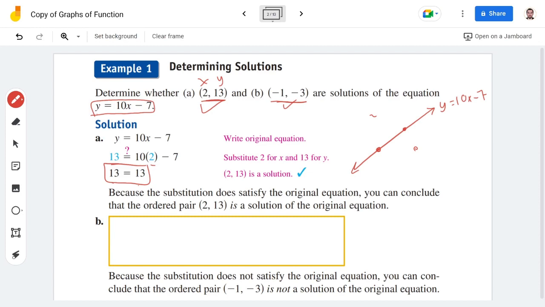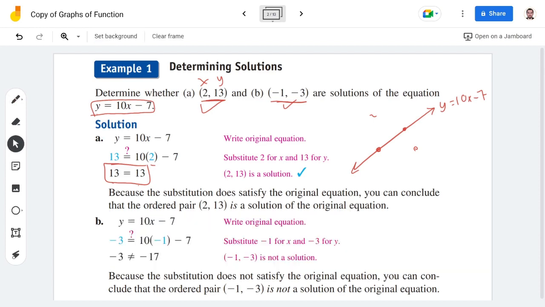So if we apply the second one, what do you think? Outside? Okay, now let's substitute. After we substitute negative 3 for y and negative 1 for x and simplify, we get negative 17, which is not equal to negative 3. So that means the point (-1, -3) is not a solution. This is how we can identify determining the solution. Yes, tell me, Nora, what's your question?